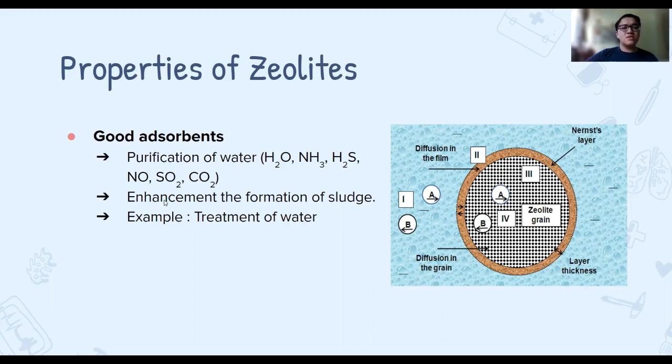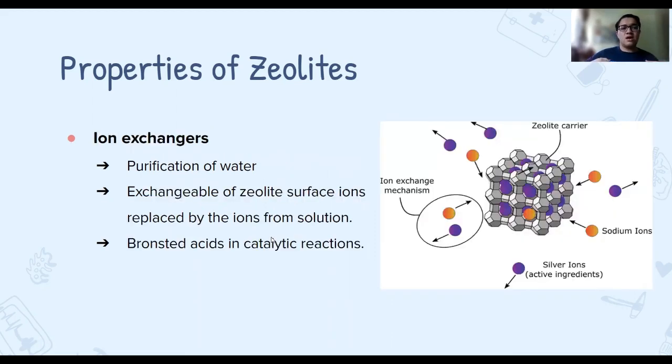So this can also be exploited in the enhancement of the formation of sludge, which is based on the adherence of bacteria to small zeolite rock grains. So the example of this property is used in the treatment of drinking water with the presence of zeolite. The second property is ion exchange.